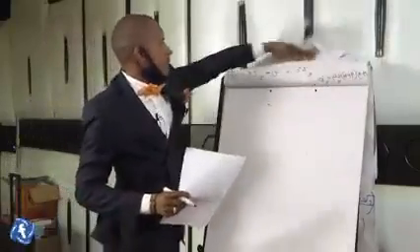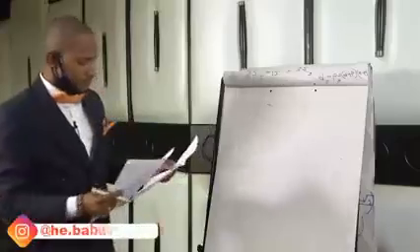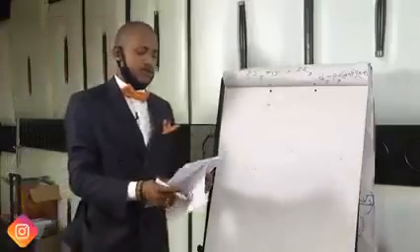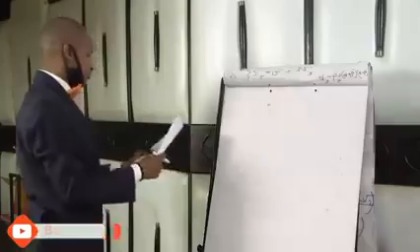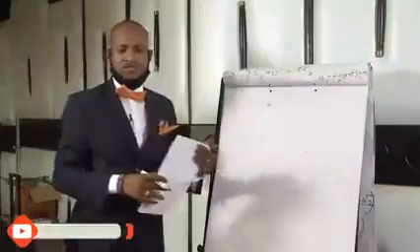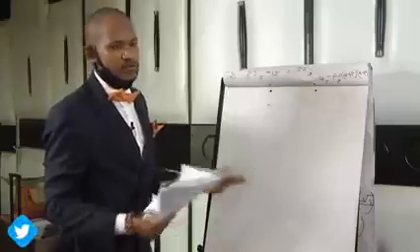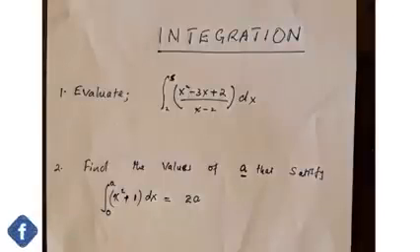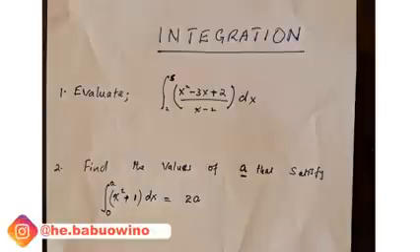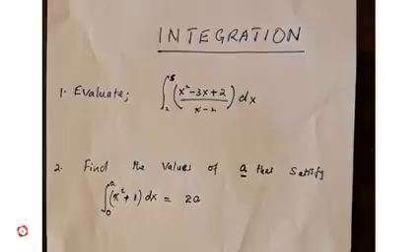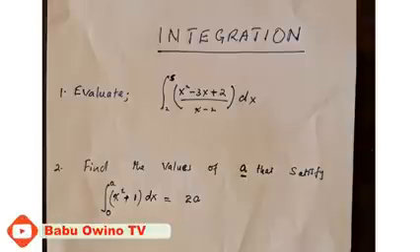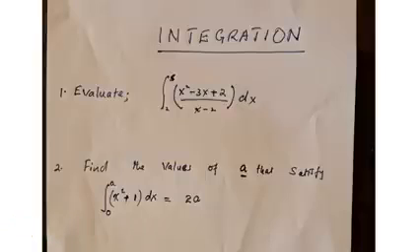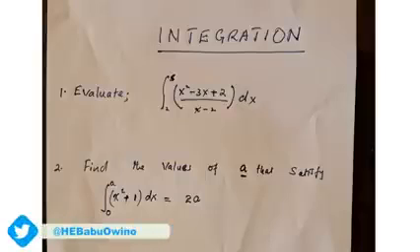Then our last question is on calculus, which is integration. Most people don't go well with calculus. Calculus is one of the easiest. So question number 11, you are told to integrate. This sign means integration with the limits of 5 and 2. Integrate x squared minus 3x plus 2 divided by x minus 2 with reference to dx.